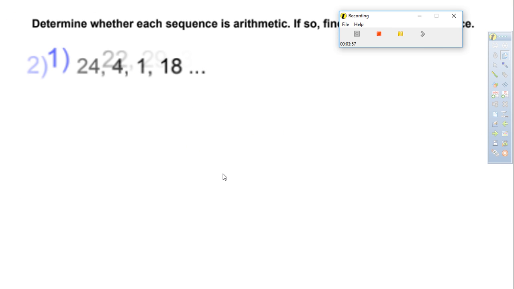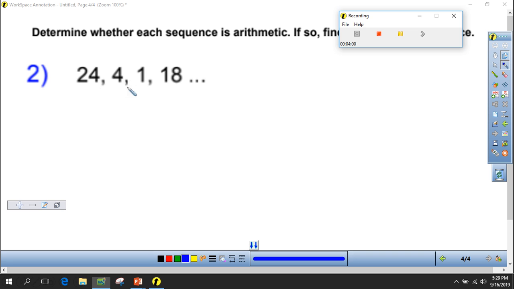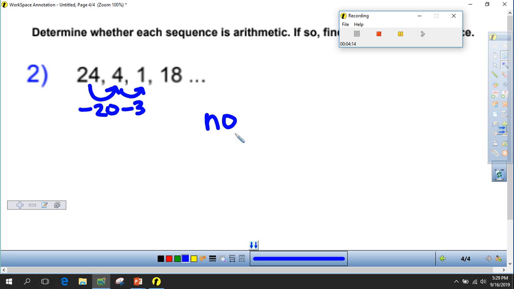The next example had 24, 4, 1, 18. Well, to get from 24 to 4, I'm subtracting 20. To get from 4 to 1, I'm subtracting 3. That is not a common difference. It is not following the same pattern. So we would just say, no, this is not an arithmetic sequence.